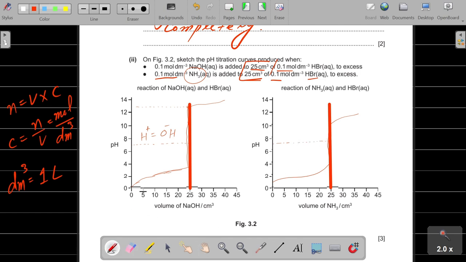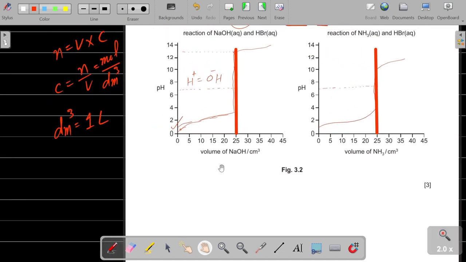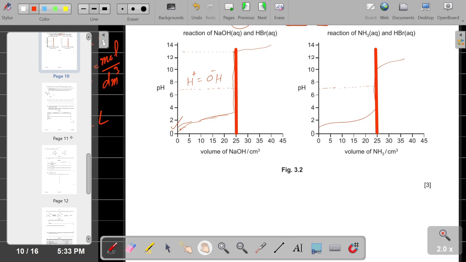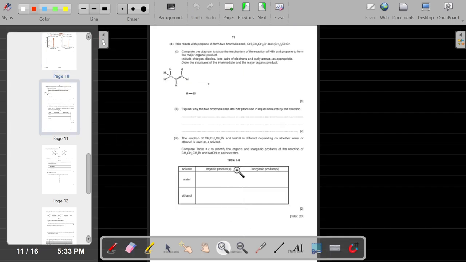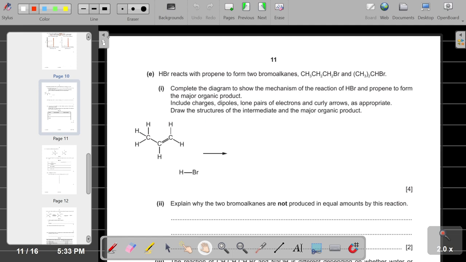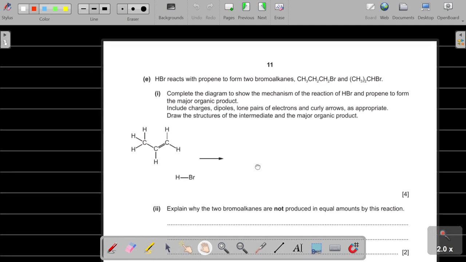So I think I made a mistake from here, so I should start this from here, not from here, okay? This from here, okay? So the next question is from organic. Sorry, the previous one was not from organic. That was from equilibrium, acid-base.